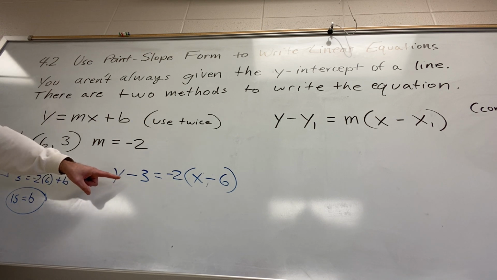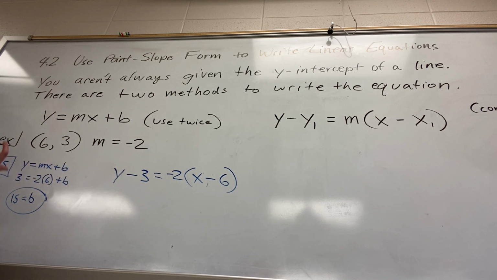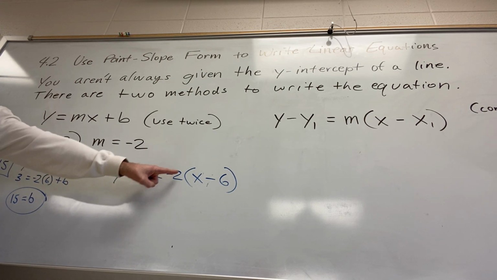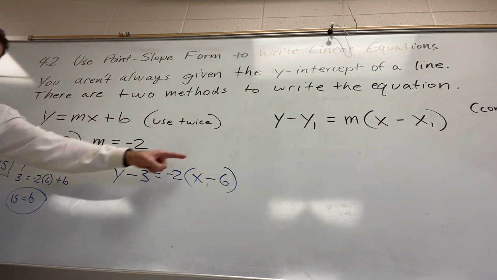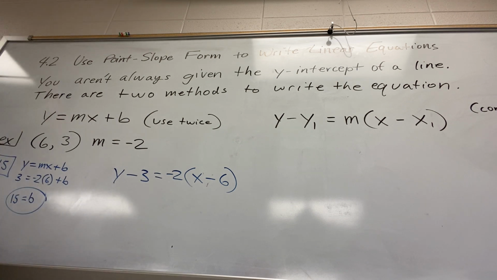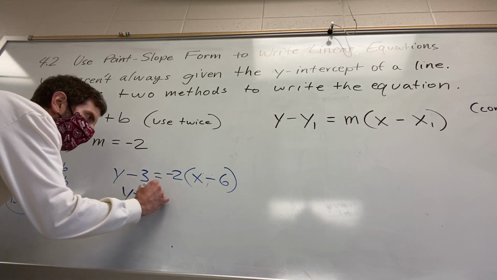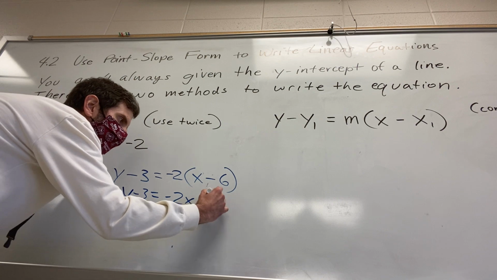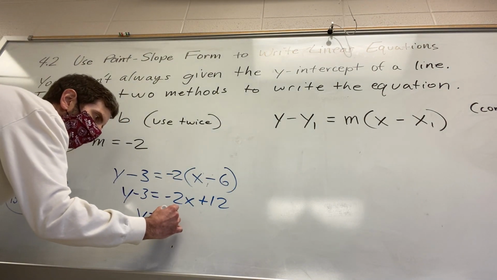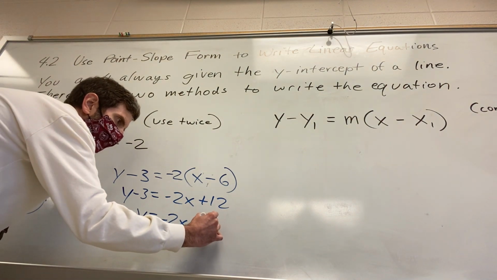So what is common is teachers will say, go ahead and write your final answer in slope-intercept form. That way it matches no matter which method you use. Does that make sense? That may seem complicated, but really all you're going to do is take this negative 2 and distribute it, and then add that over. So you'll go y minus 3 equals negative 2x plus 12. Add the 3 over. y equals negative 2x plus 15.